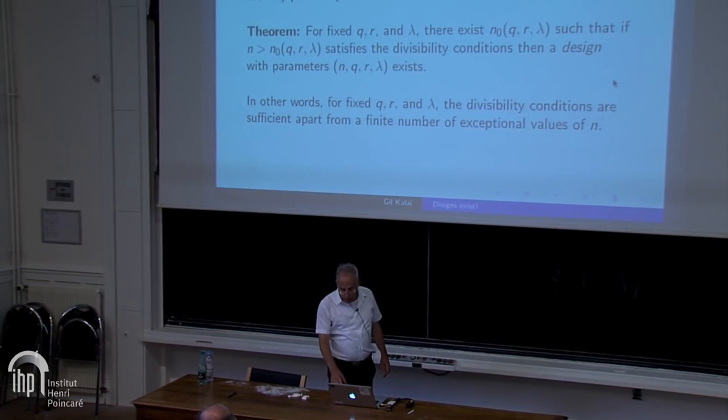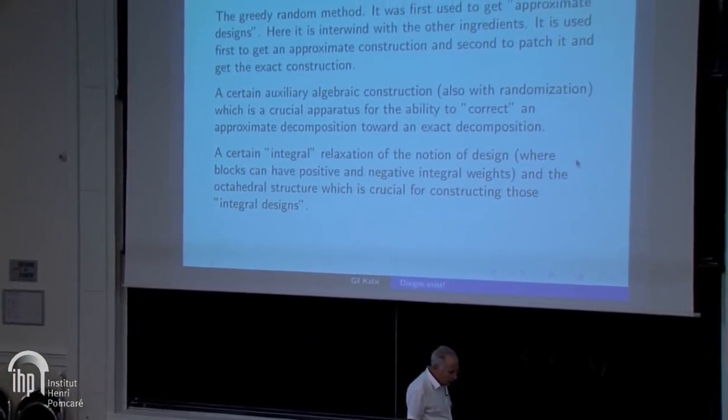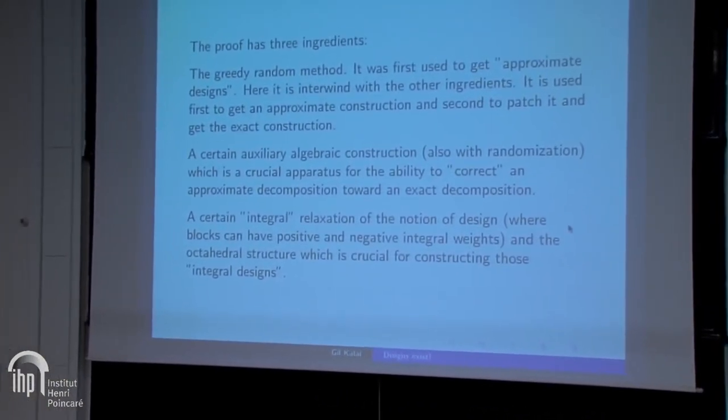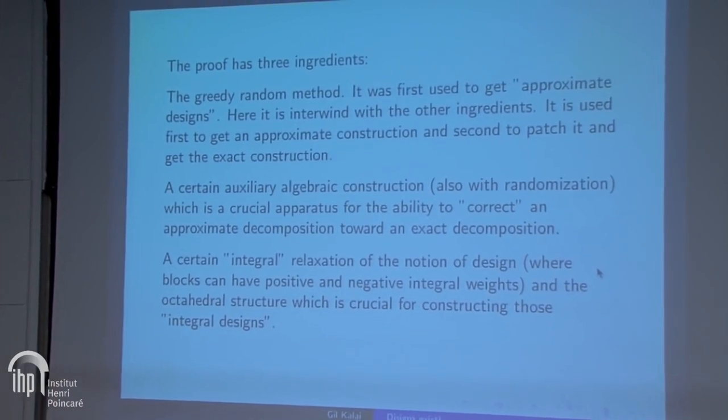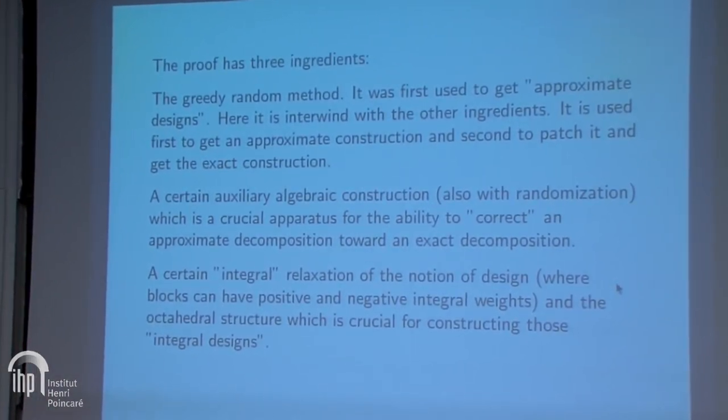So this theorem was quite a surprise because we hardly had any examples, and then suddenly Keevash came with his surprising proof, and now we know that these things exist whenever it's possible, except for a finite number of exceptions. And let me tell you briefly what are the 3 ingredients in the proof, and the lecture will elaborate on them, but I think I should mention the ideas already now.